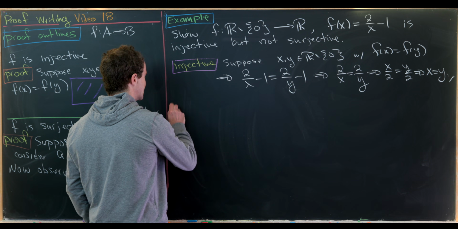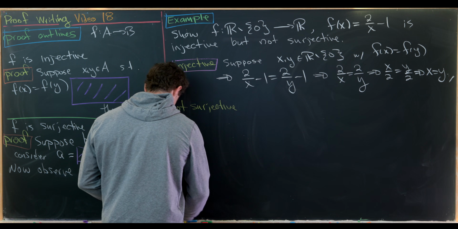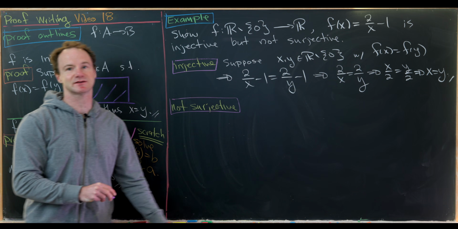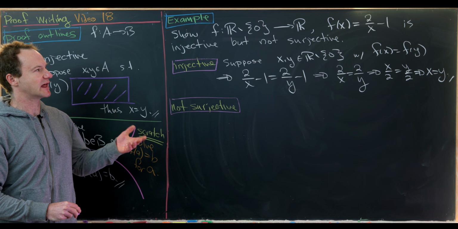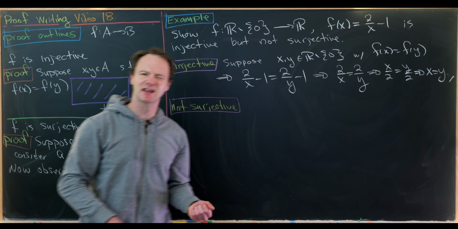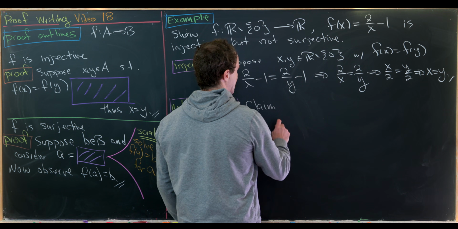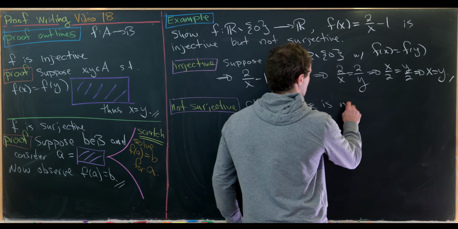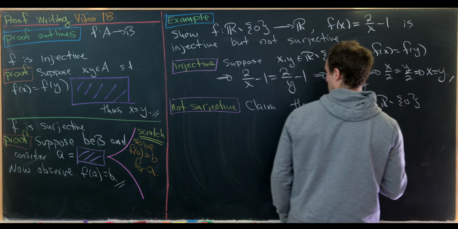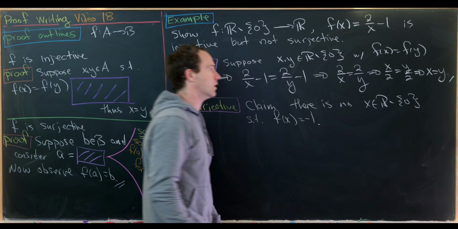So now let's show that it is not surjective. And the way to do this is to think about the horizontal asymptote of this function. Notice the horizontal asymptote will be -1. If we let x approach infinity, this thing will disappear and we'll have -1, and that's going to be the thing that is missed. So here's our claim, and that is there is no x from the real numbers minus 0 such that f of x equals -1.